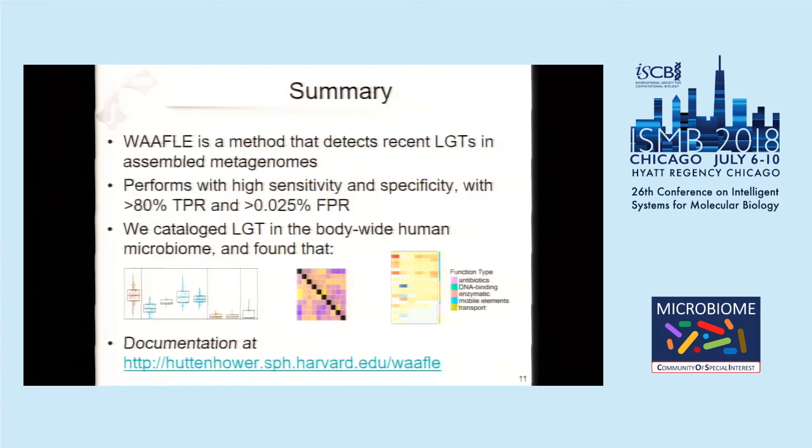So in summary, we generated a method that detects lateral gene transfer from short-read metagenomes. We evaluated it and then used it to catalog lateral gene transfer in the Human Microbiome Project. And we see more transfer in the stool and oral sites. Between pairs, phylogenetic distance and abundance matter. And for function, we see enrichment for mobile elements and less so for some of the antibiotic resistance proteins.